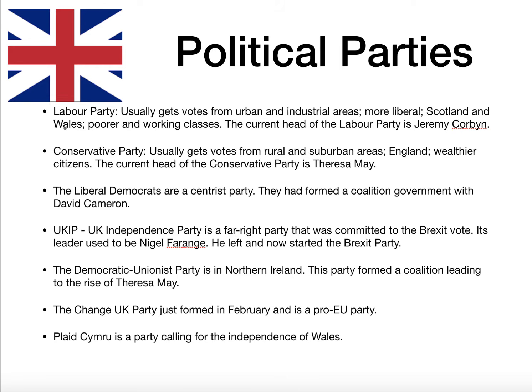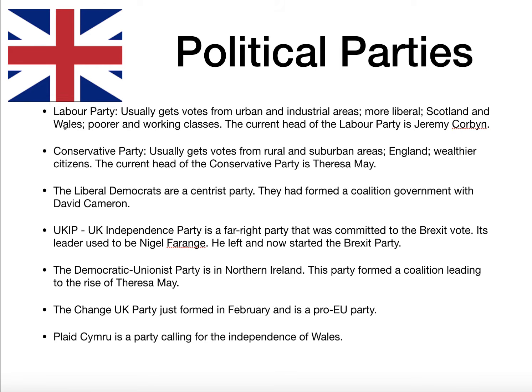That's going to be wealthier people, and Theresa May is the head of the Conservative Party, and that is why she is the Prime Minister, because they formed a coalition, but I'll explain that in a second. The Liberal Democrats are the more centrist party. When David Cameron was prime minister, he formed a coalition with them.